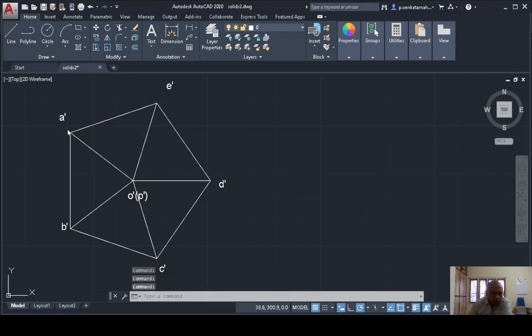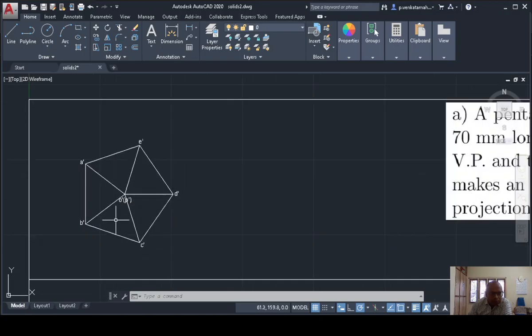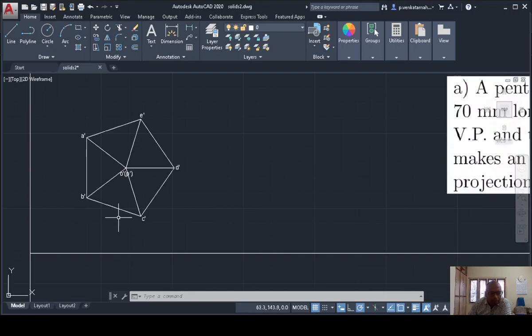This is one corner A dash, this is B dash, this is another corner C dash, this is another corner D dash, and this is the other last corner E dash, and this O dash P dash is the axis. Now here, A dash, B dash, O dash is forming one triangle, and that triangle we are going to place on VP.